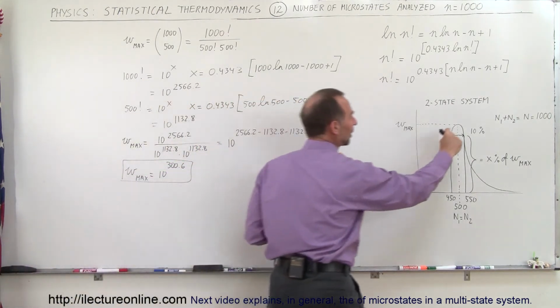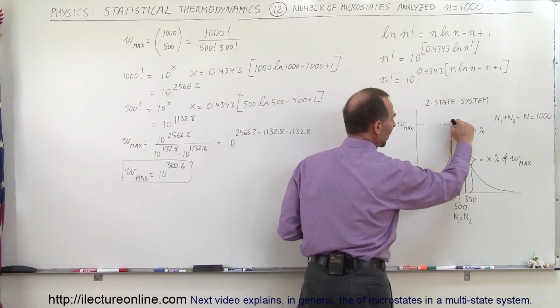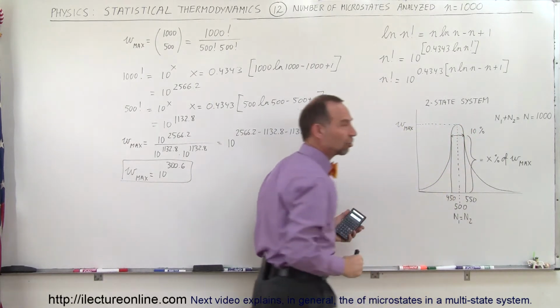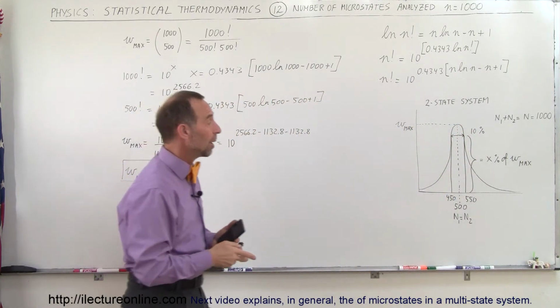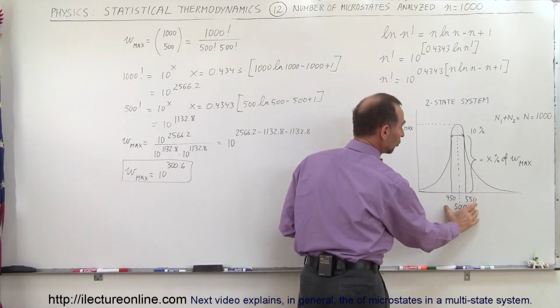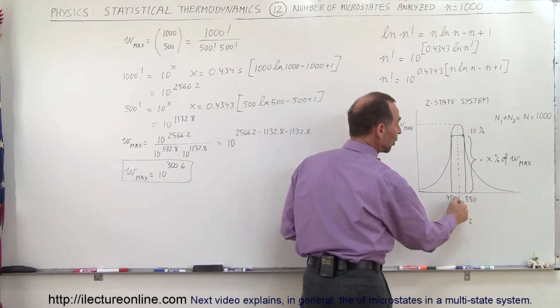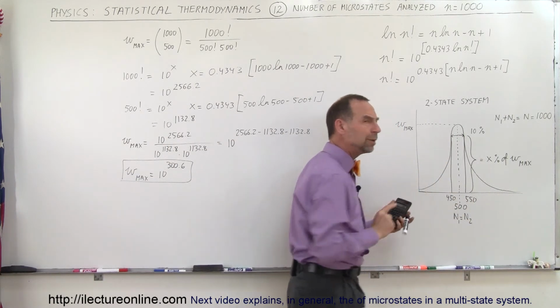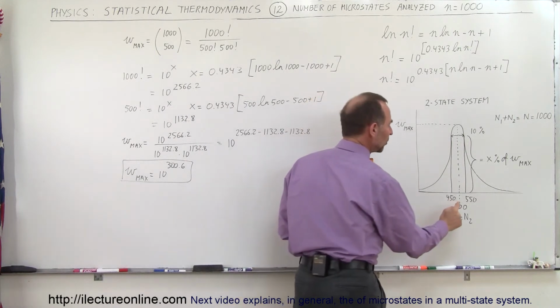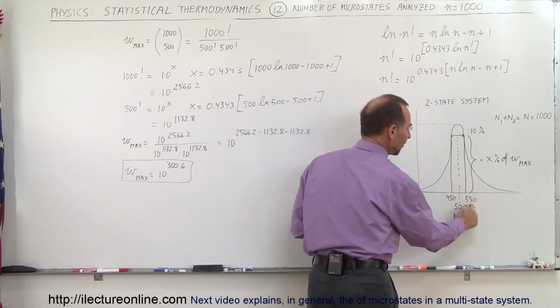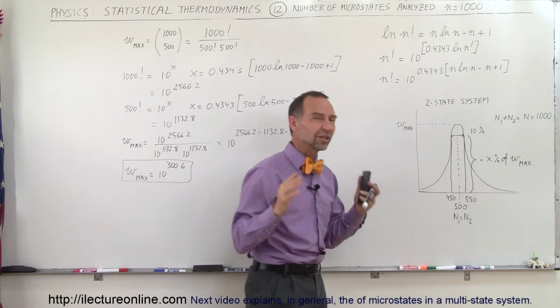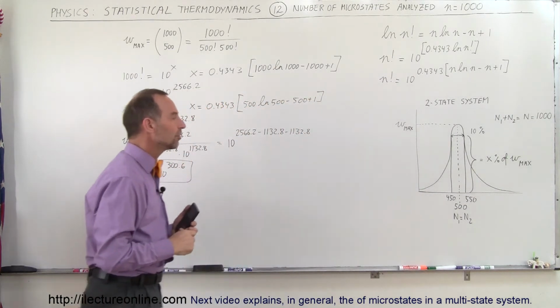You find that the top will have a slope very close to zero for a while, but then all of a sudden it begins a very sharp drop off, which means that the probability that the numbers are close to each other, close to 500, is very, very high. But what will be the probability that 450 are heads and 550 are tails, or the other way around? You'll see the probability begins to drop off rather dramatically.